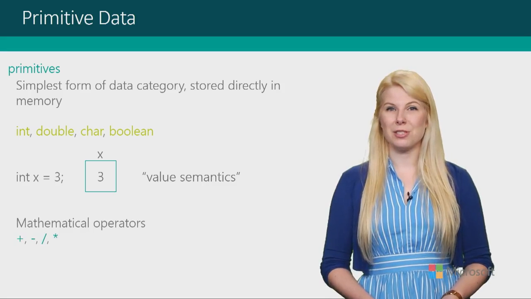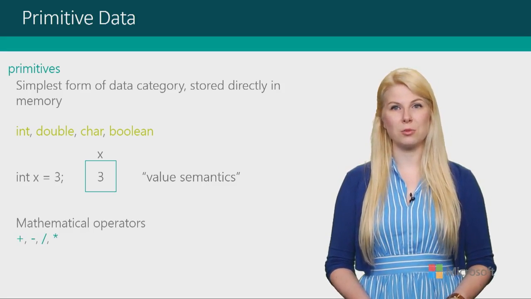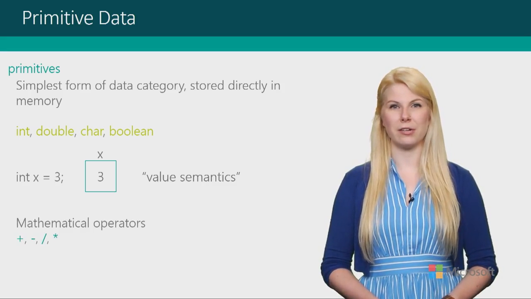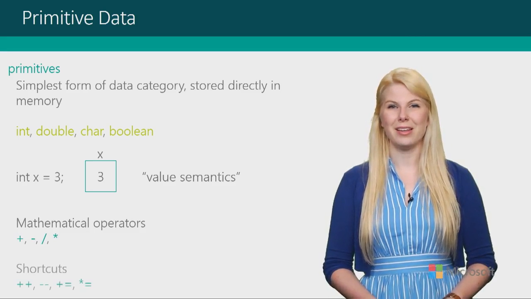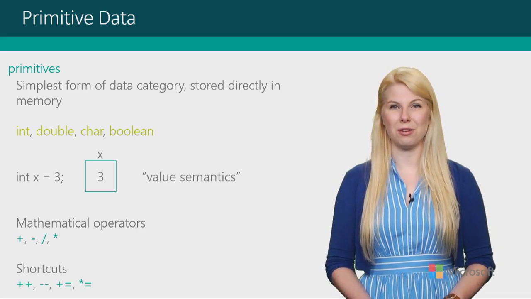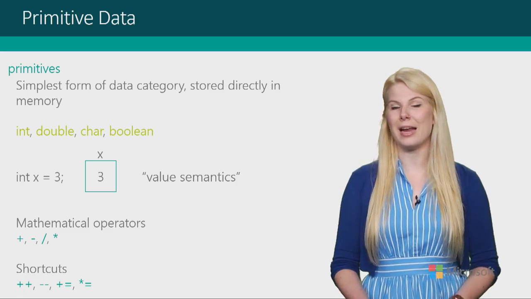Because primitives are so simple, we can do direct mathematical operations on them with the characters we're probably pretty used to using from our calculators. Things like addition, subtraction, division, and so on. There's also a number of shortcuts that you can apply directly to primitives to increase their value or decrease it or add into it.